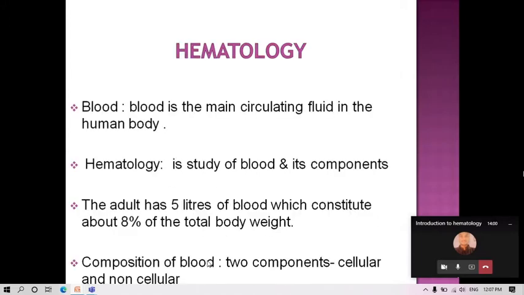So, what is hematology? Hematology is the study of the blood and its components. And what is blood? Blood is the main circulating fluid in the human body. In adults, we have around 5 liters of blood. The composition of blood has two components: first is cellular, and another is a non-cellular component.